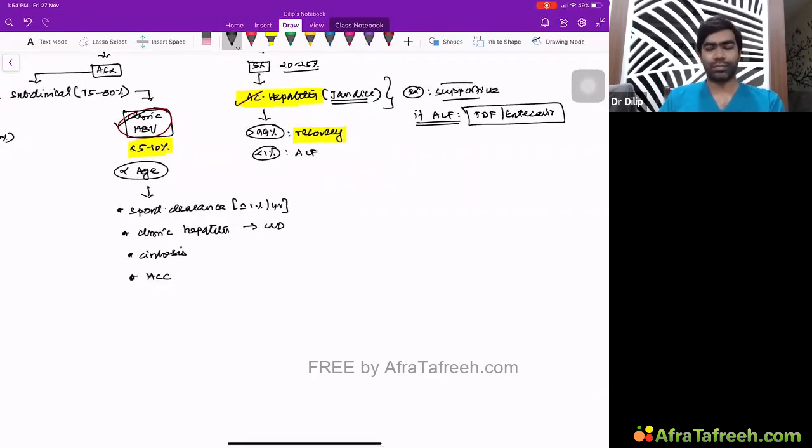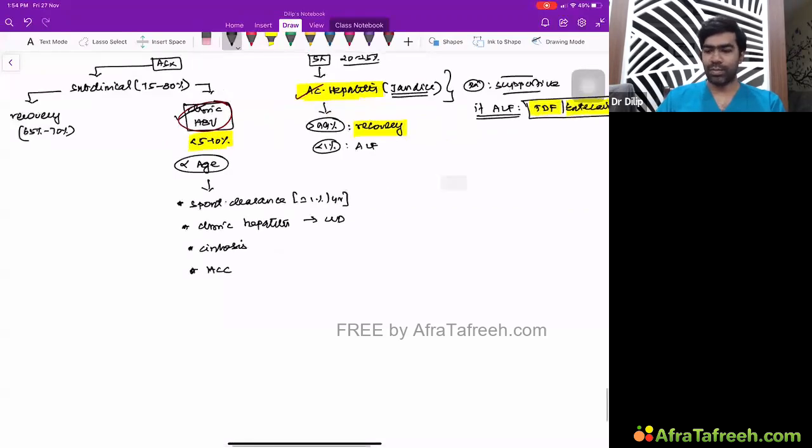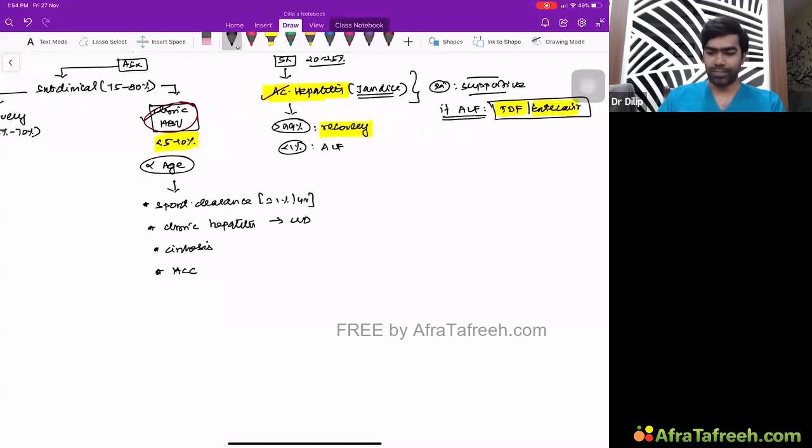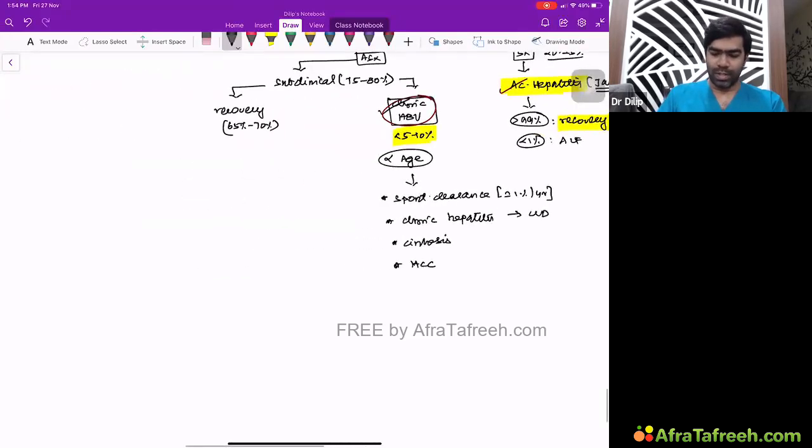So tenofovir or entecavir. These are the drugs that we are going to typically use if the patient is having acute liver failure. Otherwise, it's only supportive treatment. So these patients who are going to recover, they don't have any evidence of infection or any symptoms at all. So literally, we don't use any treatment at all for them.